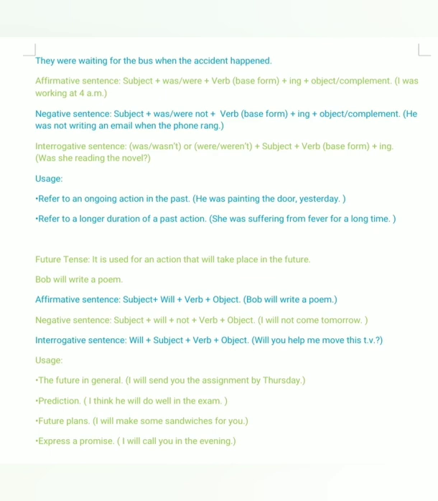Now where do we use this future tense? When the future is general, like I will send you the assignment by Thursday. When we are predicting something, like I think he will do well in the exam. Now future plans, like I will make some sandwiches for you. And to express a promise, I will call you in the evening.